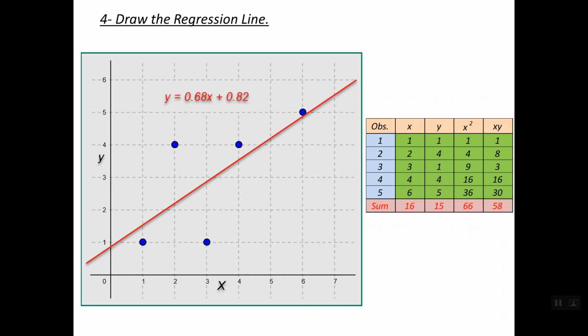Here the regression line is drawn. As you see here, this is the value of the slope for the regression line. It is 0.68, and this is the y-intercept. The y-intercept is simply 0.82.